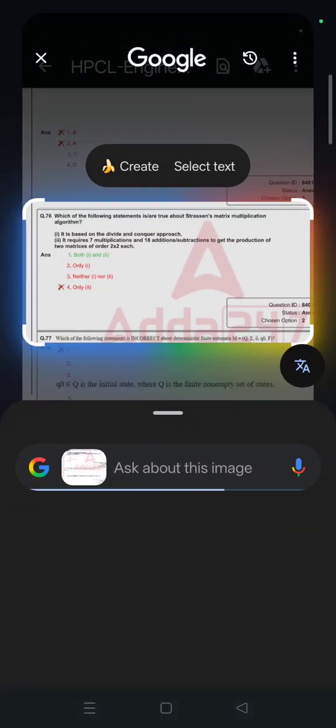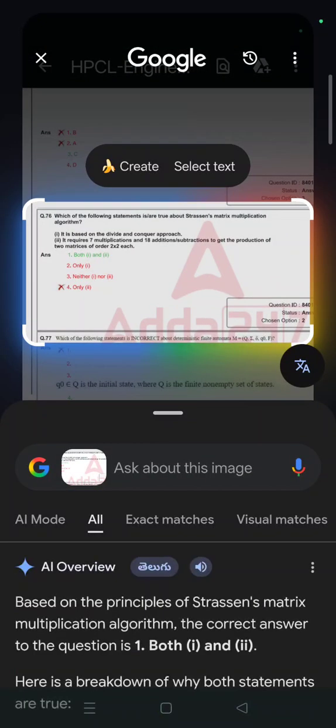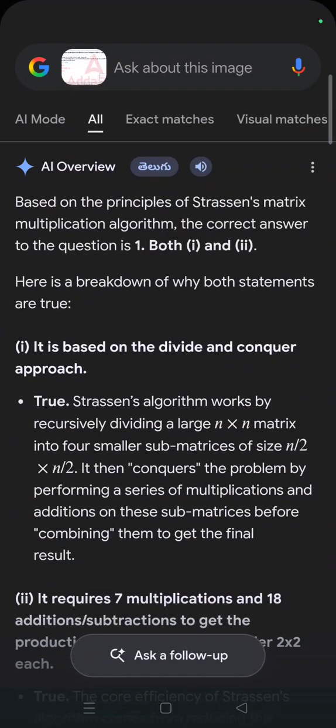Which of the following statements is or are true about Strassen's matrix multiplication algorithm? 1. It is based on the divide and conquer approach. 2. It requires 7 multiplications and 18 additions or subtractions to get the product of two matrices of order 2 by 2 each. Both 1 and 2 are correct.